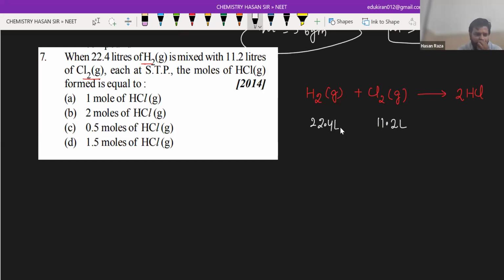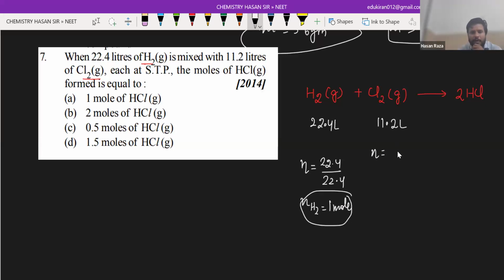Now, what I told you, whenever mass or anything is given, then you need to convert that into number of moles. So given volume upon 22.4 liters. So the number of moles of H2 is your 1 mole. And also, the number of moles of Cl2 is given volume upon 22.4 liters, which is equal to half, your 0.5 mole.